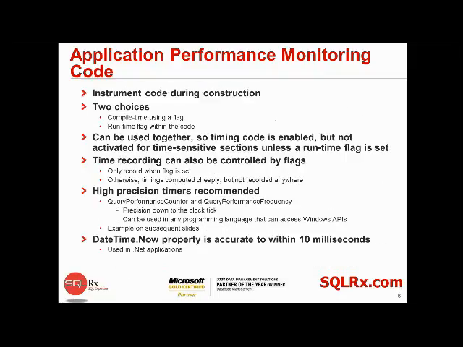So when you're doing this, you want to instrument the code during construction. You have two choices. You want to have a compile time flag or a runtime flag, and you can use a combination of both. So time recording, whether you record the time or not, can also be controlled by flags. So you can have this flag on when you can record the time. Otherwise, you could just say, well, I'm going to compute them, but I'm not going to write them anywhere. But they're there.